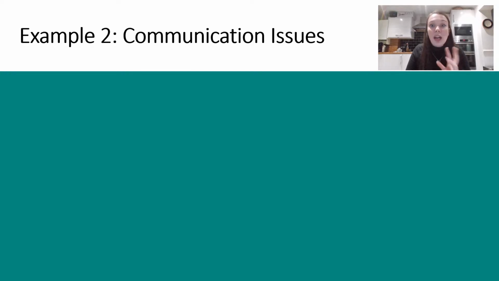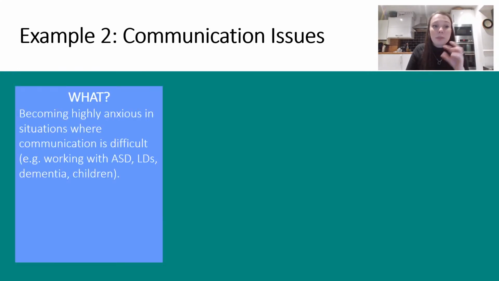This is a communication issue, and I've touched on this example before when I was working with someone with autism spectrum disorder, quite severely autistic, and learning disabilities, and I was very anxious. I was becoming highly anxious in situations where communication was difficult, and for me that involves people with autism, potentially learning disabilities, dementia, sometimes young children with mental health issues. I felt really out of my comfort zone. I felt like I wasn't able to make any adaptations because I just didn't feel competent.